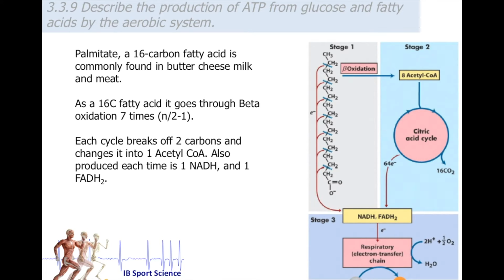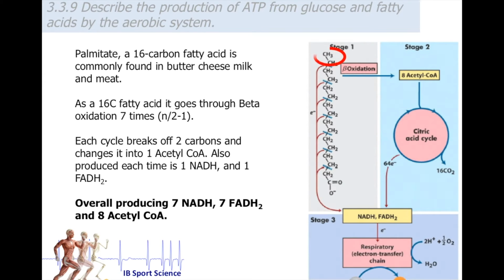Each time it does that, it breaks off 2 carbons. They then get changed into acetyl-CoA, but it also produces NADH and an FADH. Overall, the process of beta oxidation produces 7 NADH, 7 FADH, and 8 acetyl-CoAs. Here we have our first 2-carbon molecule being broken off, and then the next one, and the next one. And this continues until the entire chain is broken down into 2-carbon molecules, which can then be transferred into acetyl-CoA.